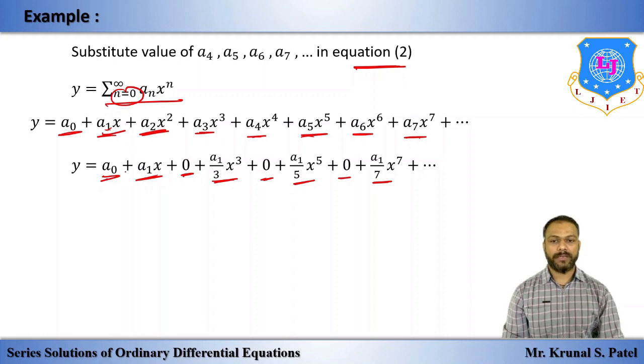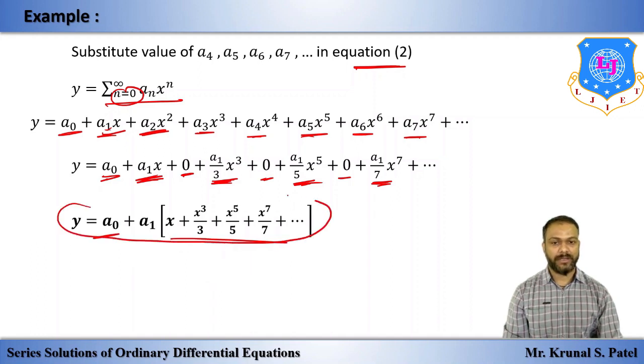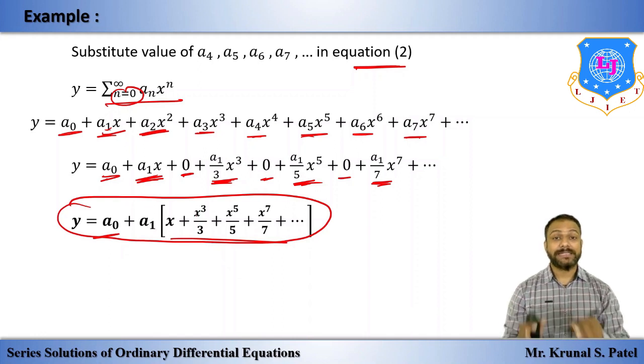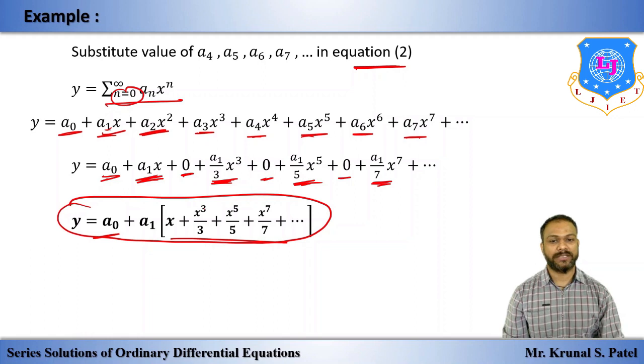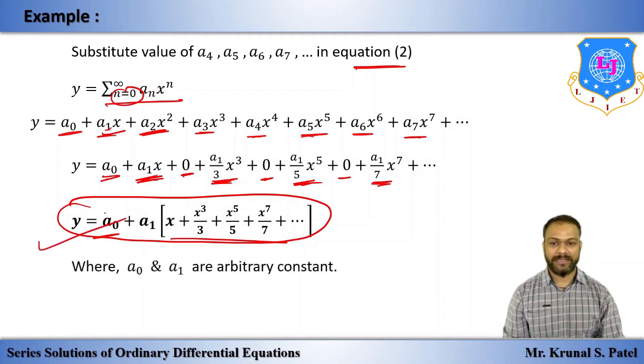Now we will take common from these terms. a1 is common in all of them, and a0 is only single. So we take a1 common. This is our power series solution. You can see we have the solution in series form, a power series, with powers of x being 1, 3, 5, 7. And this is our final general solution, where a0 and a1 are arbitrary constants.